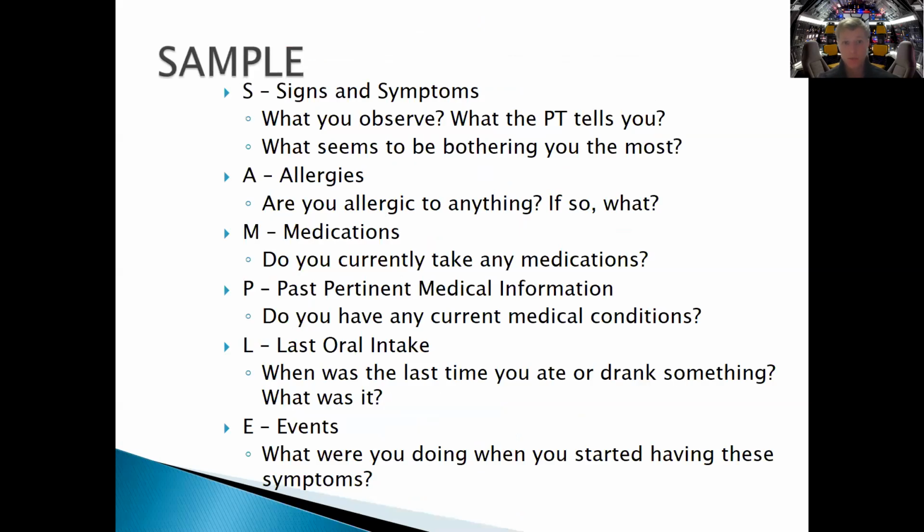Signs and symptoms. What do you observe? What does the patient tell you? Allergies, just as it sounds. Medication. Are they taking anything right now? Past pertinent information. Last oral intake. This is important if they passed out. You say, did you eat or drink anything today? They say, no, I haven't eaten anything in 2 days, so that's probably why. Events leading up to the illness or the call: what were you doing before this happened?